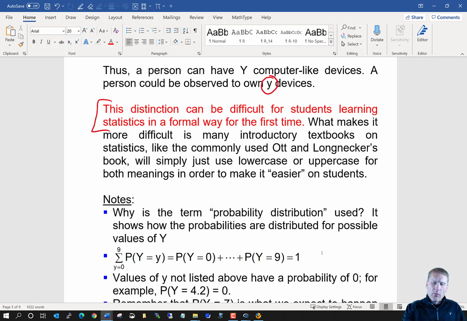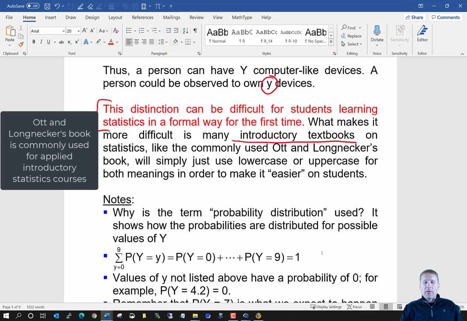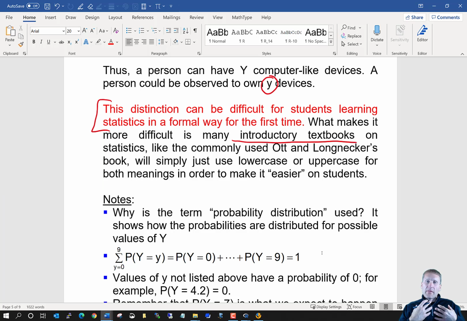And what makes it even more difficult is that many introductory textbooks, such as, for example, Ott and Longnecker's textbook, will simply use lowercase or uppercase letters for both meanings in order to make it easier for students. Instead, what I like to do is actually make that distinction between uppercase and lowercase letters, because this will actually help, especially for those students who will be taking more courses later on in terms of statistics courses.